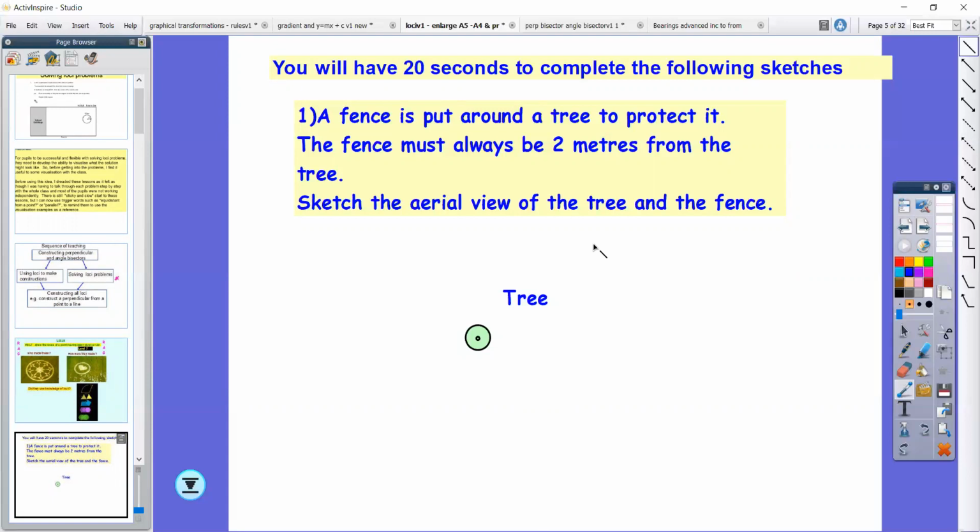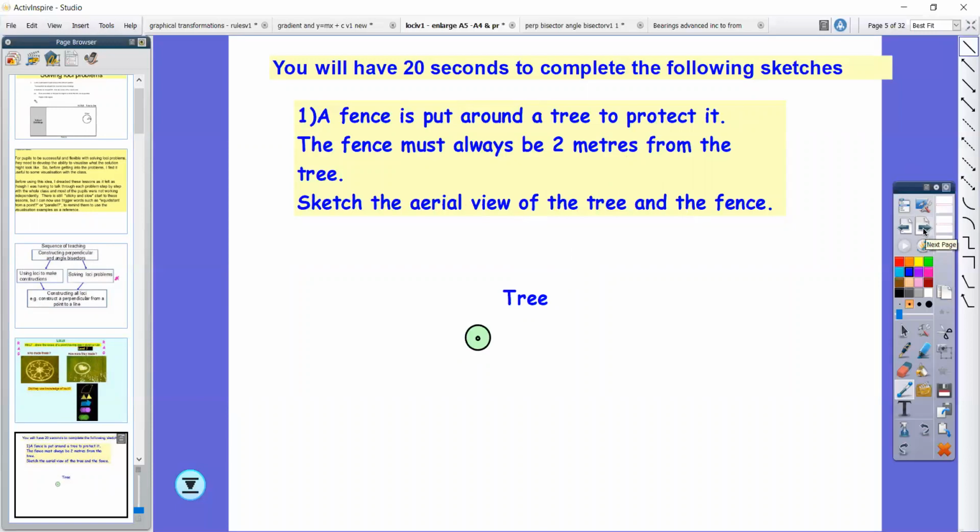So keywords to come out of this, because I said we're going to use these to prompt us later on. So we can say here, all of the points on the fence must be equidistant from the tree. And that's implied by the 2 meters from this, must always be 2 meters. So equidistant from a tree, equidistant from a point. What do we get? We get a circle.